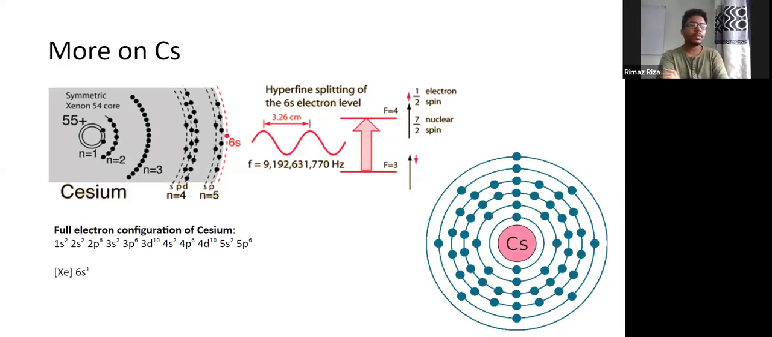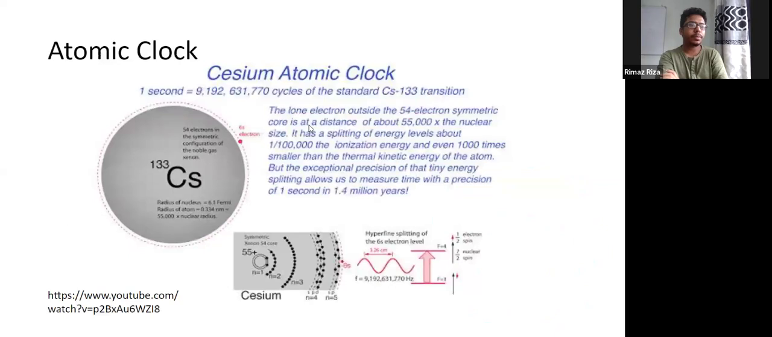Okay, so here is something about the atomic clock made of cesium atoms. Here 1 second is equal to 9,192,631,770 cycles of the standard cesium 133 transition. So this number will never change. Every second, exactly this number of oscillations will occur, because we have defined the second as this number of oscillations, right?